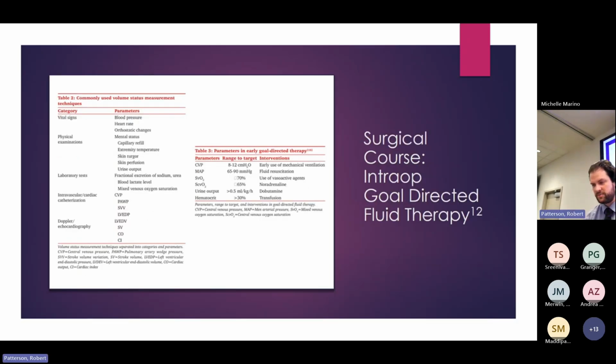So here's a couple other methods. To the left, there are different modalities that you could use. And then to the right are official signs and symptoms that you can look out for as well. We know most of these: CVP, using echo to determine stroke volume, cardiac output, cardiac index, physical exams, vital signs, lactate on an ABG.